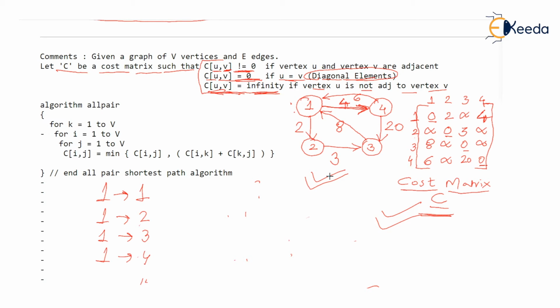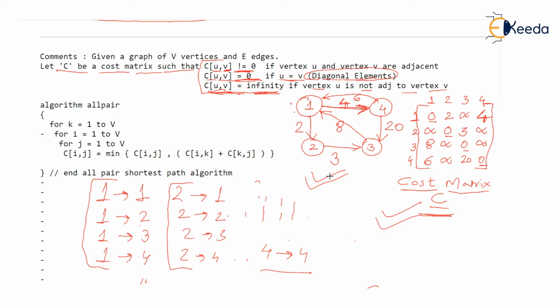We want the shortest distance from 2 to 1, 2 to 2, 2 to 3, and 2 to 4. And this goes on, up to 4 to 4. If you count, we want 16 answers. For a 4 vertex graph, we want 16 answers: 1 to 1 up to 1 to 4, 2 to 1 up to 2 to 4, 3 to 1 up to 3 to 4, and 4 to 1 up to 4 to 4.